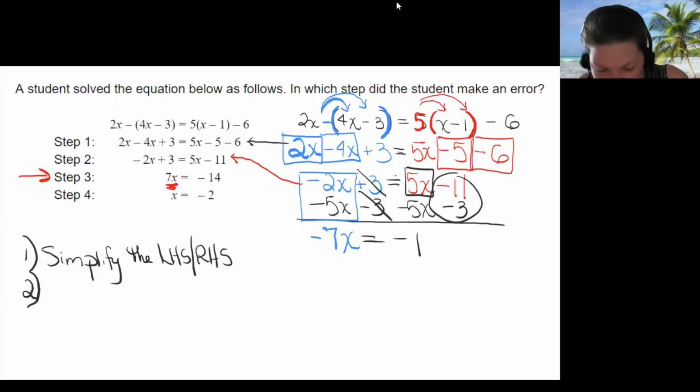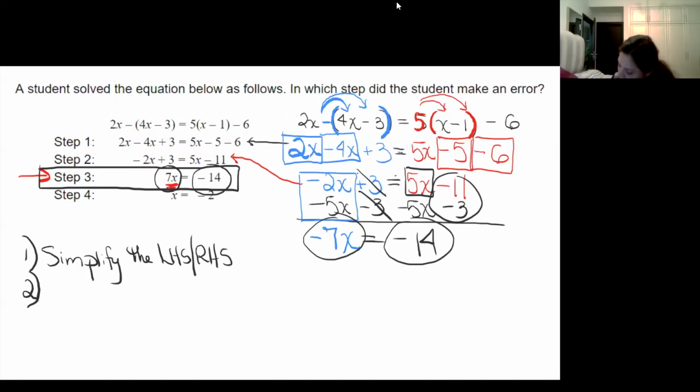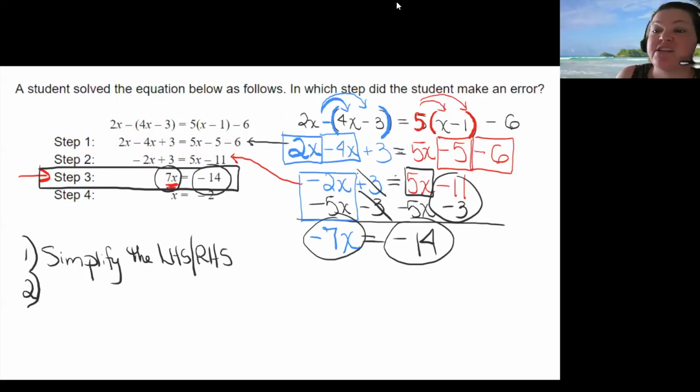And yeah, I agree with Manal. This says 7x is equal to -14. I have -7x is equal to -14. They have a sign error. And also the answer. Yes, but you have to find the step where they made the error. I mean, if their step 3 was right, their step 4 would be right too. So where they made the error, Manal, was in step 3.